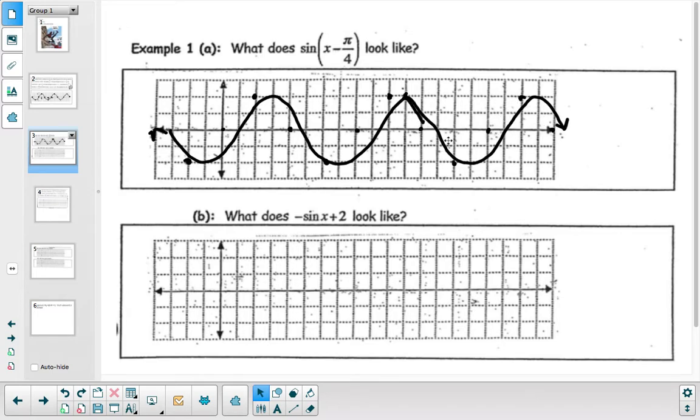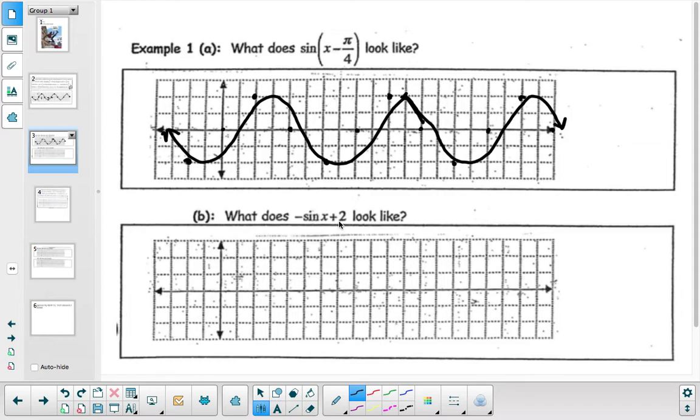So if you are like me and you can just move everything like that, you're good to go. If you aren't, then you would have to just rewrite this. But that would be sine of x minus pi over 4. It's the same exact function, just shifted to the right pi over 4 units. So picking a good scale helps with these.